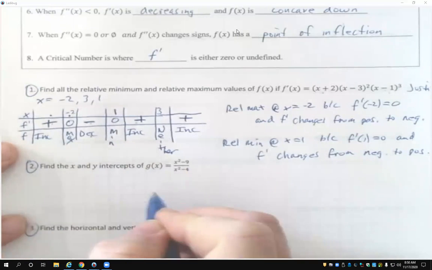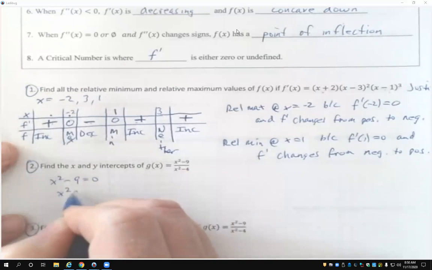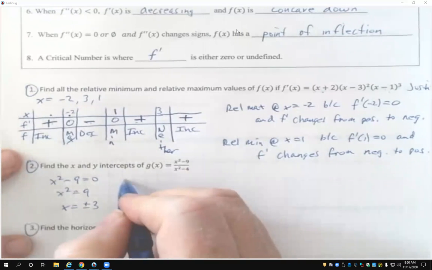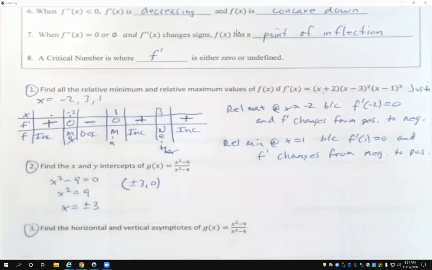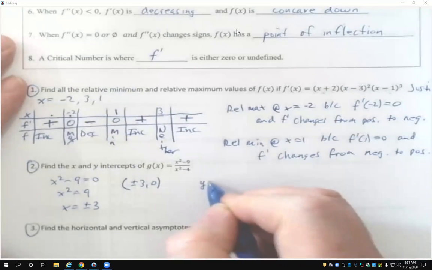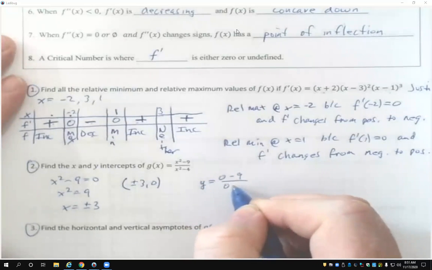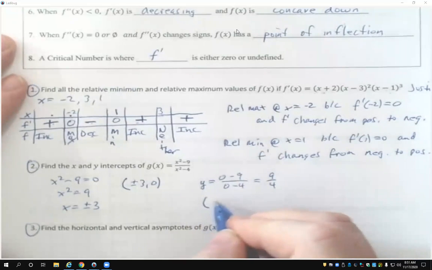But so to find the x-intercept, I'm going to set x squared minus 9 equal to 0 and solve this equation and get x equals plus or minus 3. I'll write that as an ordered pair, plus or minus 3 comma 0 are my x-intercepts. This is just really like a refresher course for you. All right, to find the y-intercepts, we're going to plug 0 in for x and get 0 squared minus 9 over 0 squared minus 4, which is going to give me 9/4. Okay, so x is 0, y is 9/4.